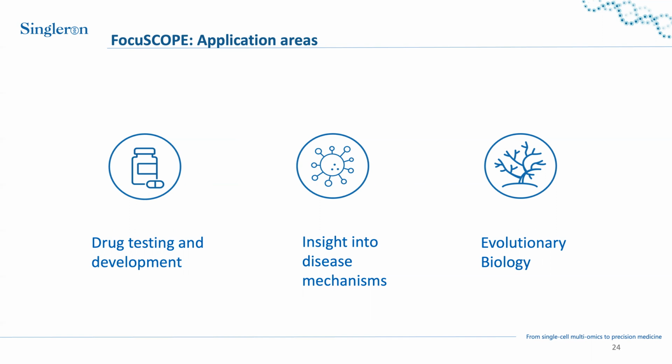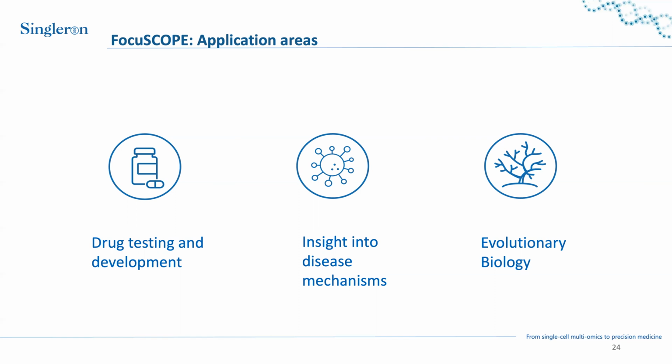And you can use it to gain insights into disease mechanisms and tumor heterogeneity, to obtain genetic information and gene expression data simultaneously. You can, for example, use it in evolutionary biology, where you can monitor the evolutionary path of different driver mutations.